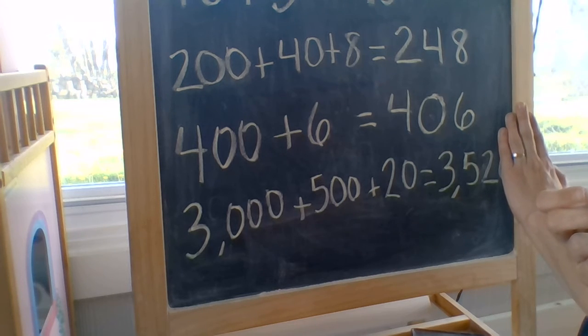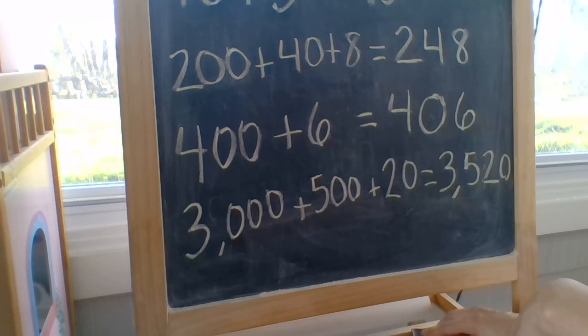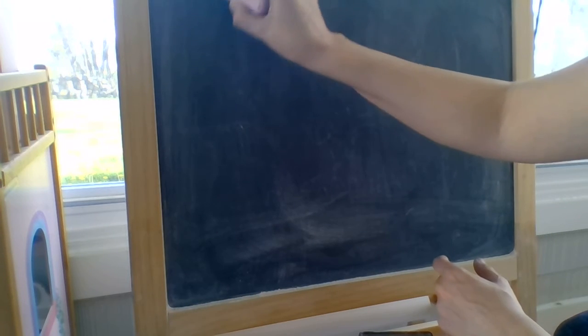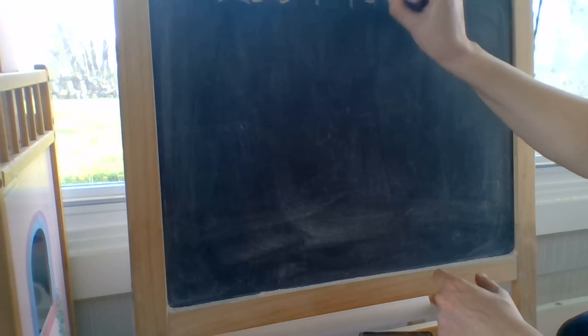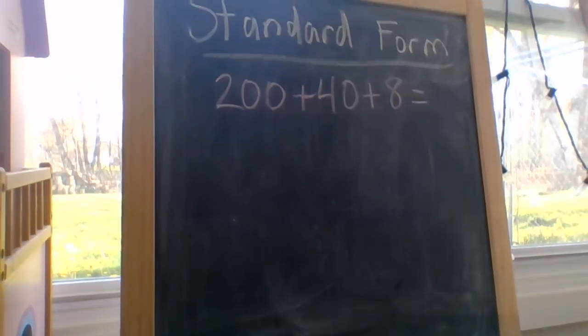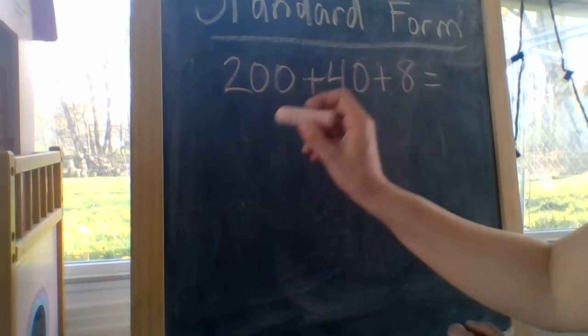I'm going to erase what I have here, and I'm going to put up 3 for you to try at home. Well, and then I'm going to put up 1 bonus. So how about 200 plus 40 plus 8? What would that equal? Oh, I'm sorry, you can't see it. Thinking about these are the expanded form, placing it in standard form.